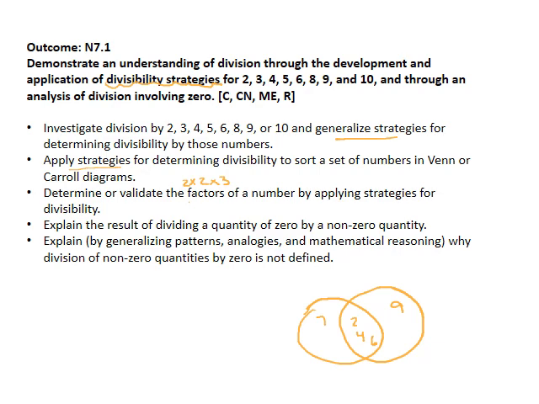Explain the result of dividing a quantity of 0 by a non-zero quantity. If you're dividing 0 by 7, I have $0, and I'm going to split my $0 evenly between 7 friends. Each friend gets nothing, right?